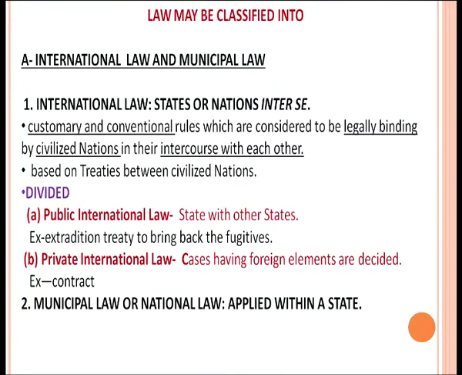The second category is the private international law. It deals with cases having foreign elements, and how they are decided. Say for example, a contract between an Indian and a Pakistani, and supposing it takes place in Ceylon, and we have to decide what rules will be applicable. So we have to always rely on the private international law.